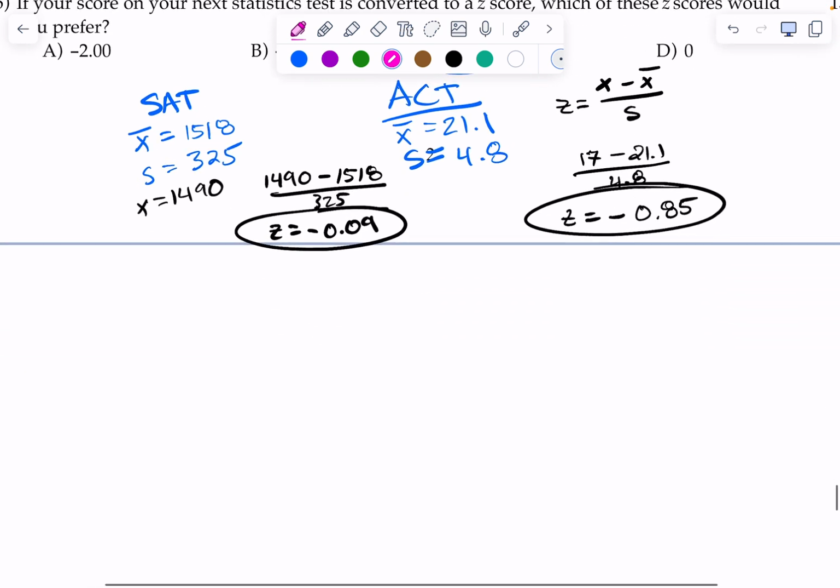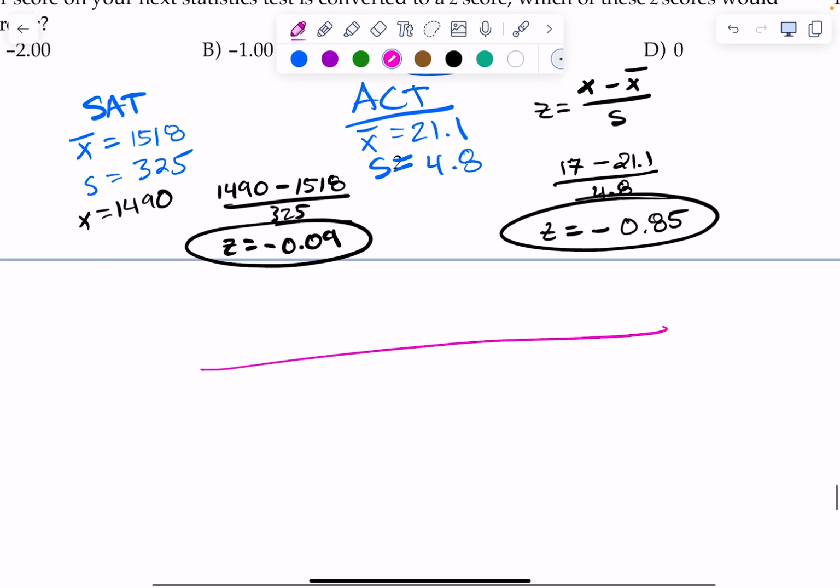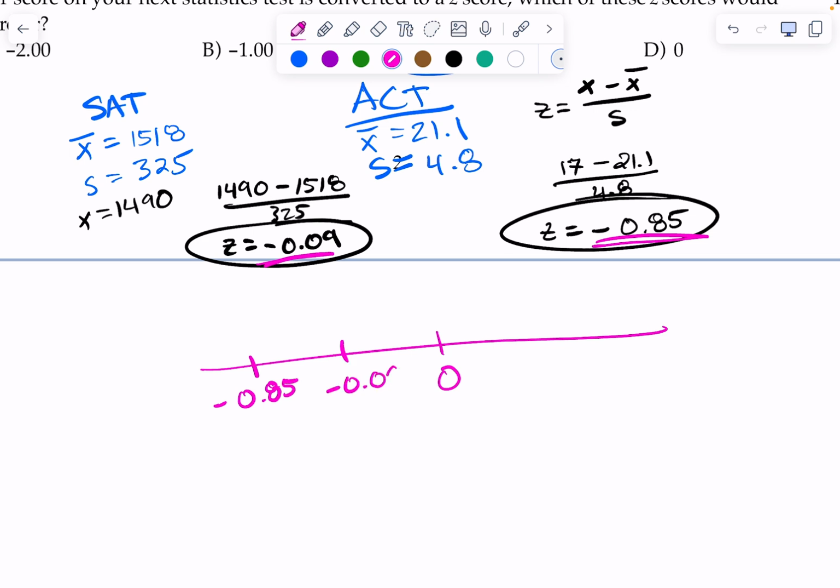SAT. Which one is better? Okay, let's talk. Zero as a z-score is here. We're comparing two negative numbers. Which one goes where? The SAT is closer to 0. This one is negative 0.09, and negative 0.85 is on this side. So, SAT is here and ACT is here. Which one is better?